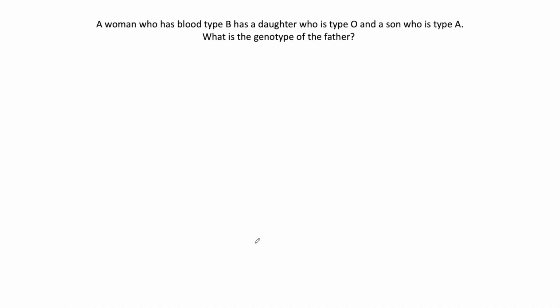Okay, and now let's work through a practice problem that involves codominance, in particular the human blood types. Again, pause the video and try to solve this problem yourself. When you have a solution, unpause the video.